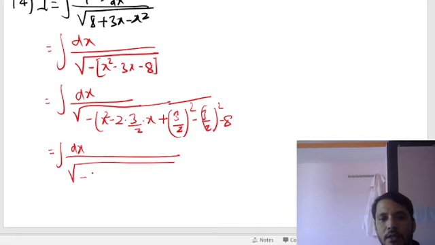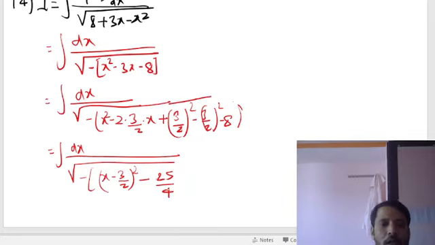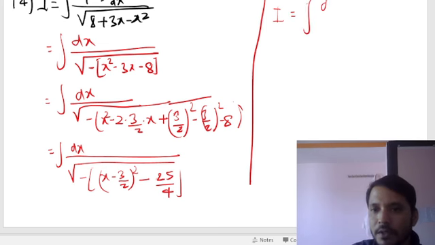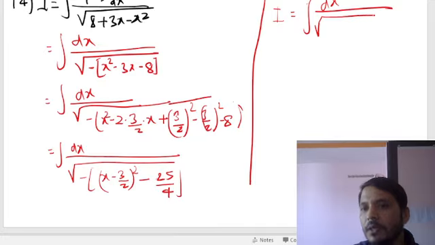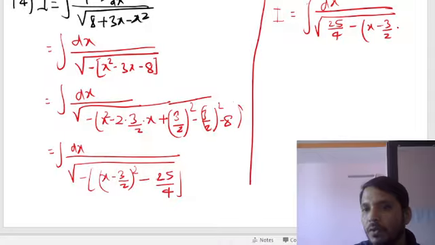Now further we can write it as dx divided by the square root of this, minus as it is, and the bracket closed. So minus will be as it is, and inside the bracket it will become (x minus 3 by 2) whole square, and then it is minus 9 by 4 and minus 8. If you simplify it, 25 by 4 will come. Now, bracket closed, so further we can write I is equal to the integration of dx divided by, here we multiply with the minus, so it will become 25 by 4 minus (x minus 3 by 2) whole square, right?